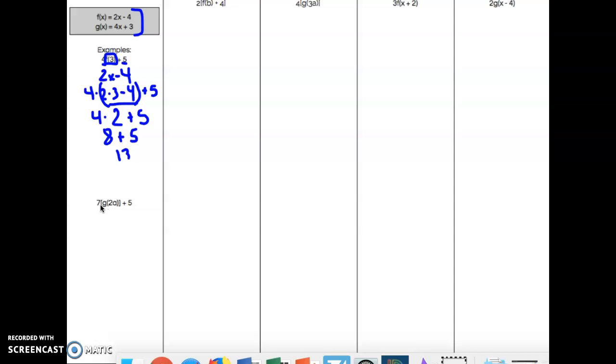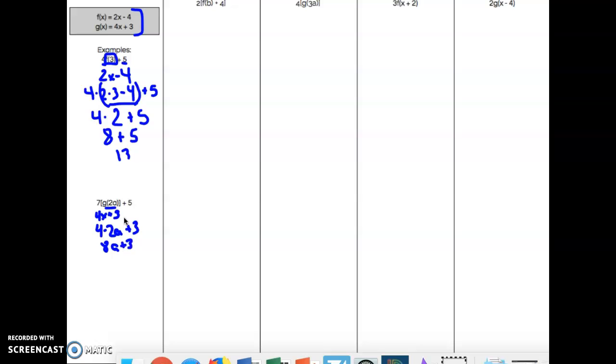We've got 7 times g of 2a plus 5. So again, parentheses, we're going to do our g of 2a first. So g function is 4x plus 3. And if I'm replacing x with 2a, it would look like 4 times 2a plus 3, which is 8a plus 3.